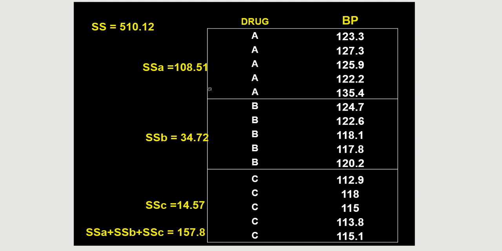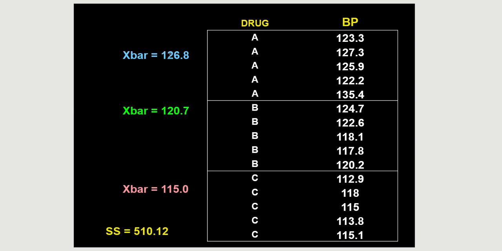Okay. Next, I calculated the sum of squares for drug A alone, for drug B alone, and for drug C alone. How do I do that? Well, it's pretty simple. If we go back one step to the previous slide, remember I had the averages. You can get the averages by just adding up the 5 values and dividing by 5. Now what you do is you take the 126.8 minus 123.3, you square, 126.8 minus 127.3, you square, and you do that for all these. So for all the A values, you subtract their own average and you square. That will give you the sum of squares for this group alone. Then you do the same thing for the second group alone, and then the same thing for the third group alone.